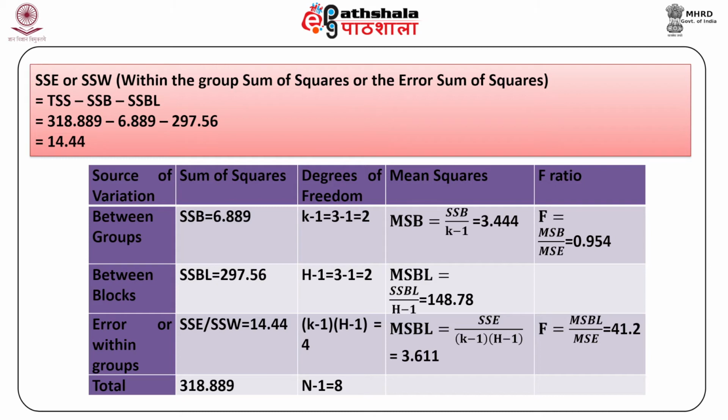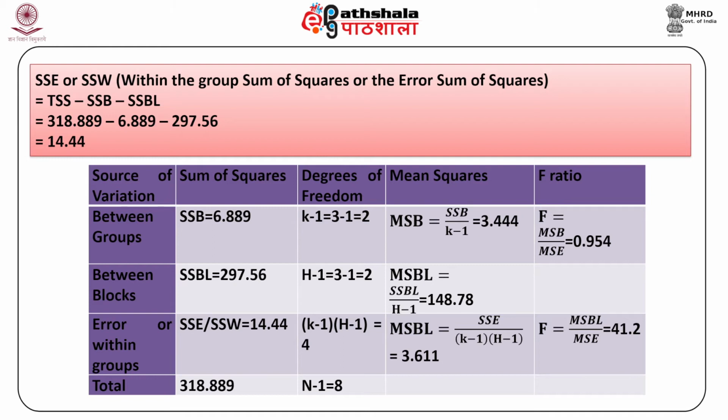Let's now find out SSE or SSW, which is the within the group sum of squares or error sum of squares. Now, as defined earlier, this is equal to TSS minus SSB minus SSBL. If you substitute these values of 318.889 minus 6.889 minus 297.56, we obtain the error sum of squares or SSE equal to 14.44.